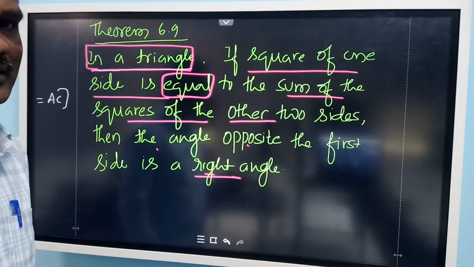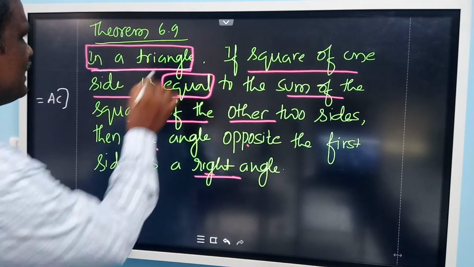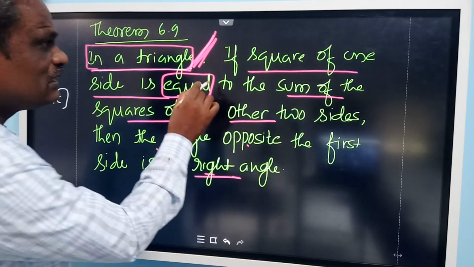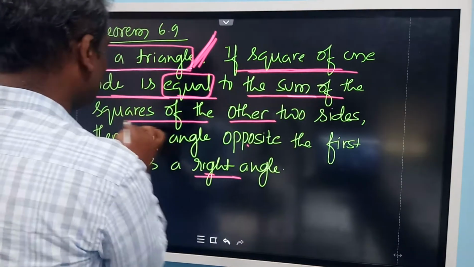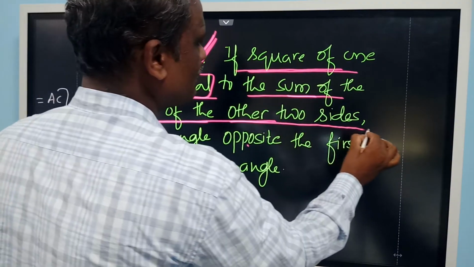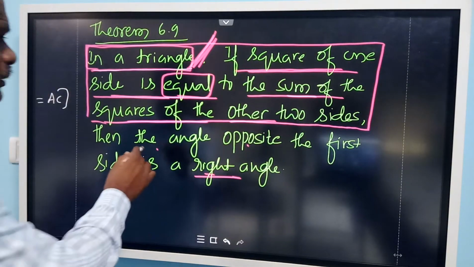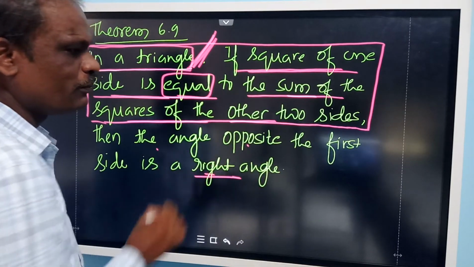Here we have two parts, what is given and what you have to prove. Here what is given? It is given that in a triangle, one triangle is given, and also in that triangle the condition is that if square of one side is equal to sum of the squares of the other two sides, this is given. This portion is given in the question. Then you have to prove that the angle opposite to the first side is right angle. This is what you have to prove.